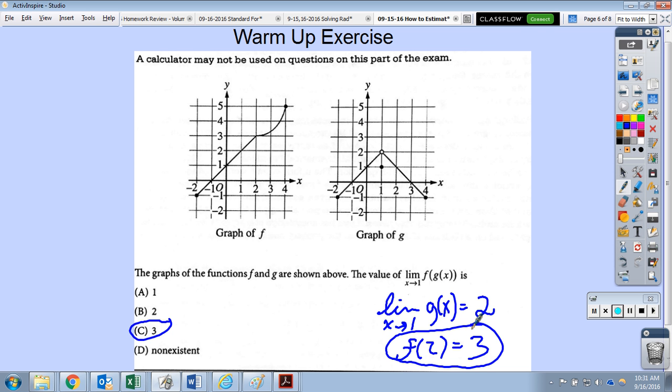So isn't it the limit as x approaches 1 of 3? I feel like you only did half of it. What about the limit? It's kind of like working from the inside out. So the limit as x approaches 1 of g of x is 2, because we did that. As we approach 1, it is 2 from either side. And then f of 2 is 3. Why are you dropping the limit? Because it's been taken care of.